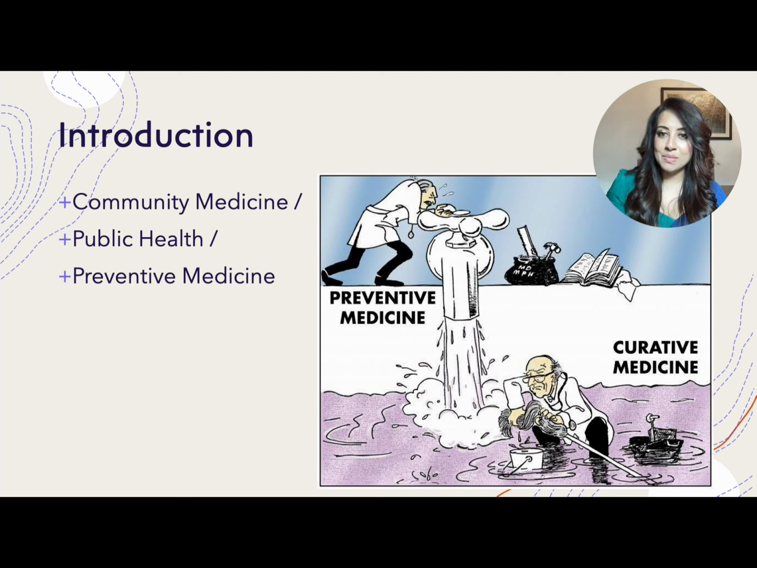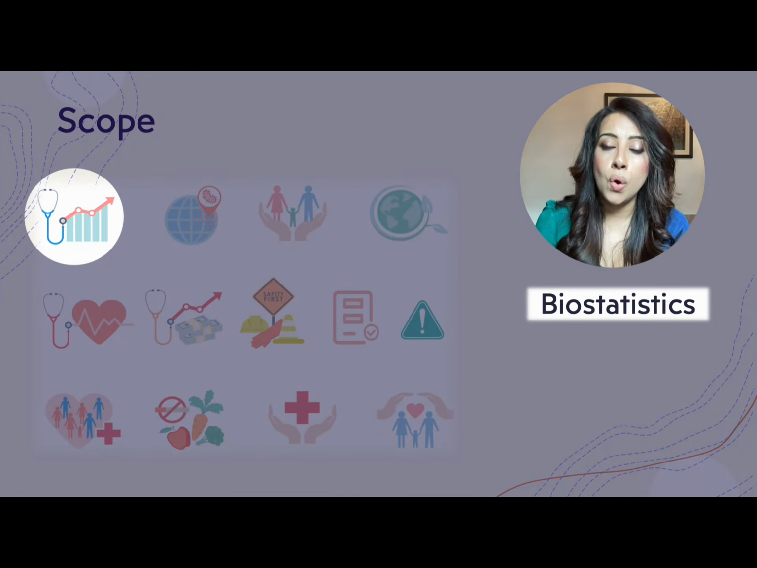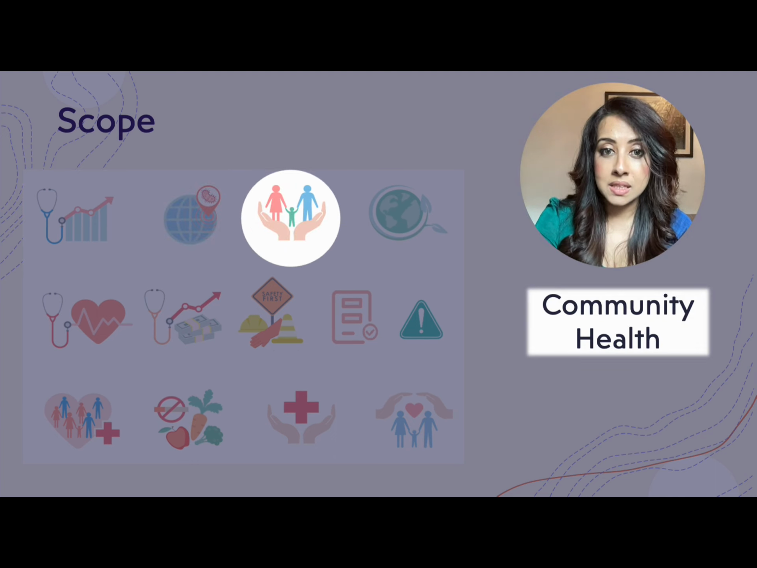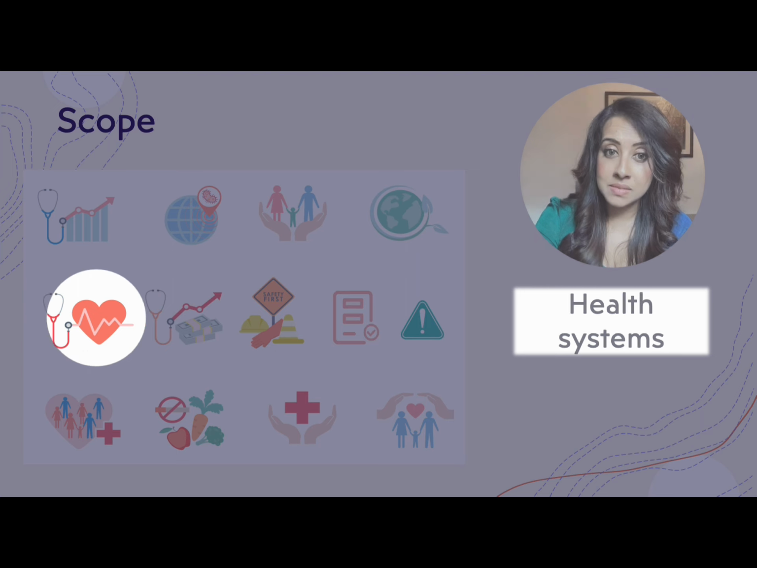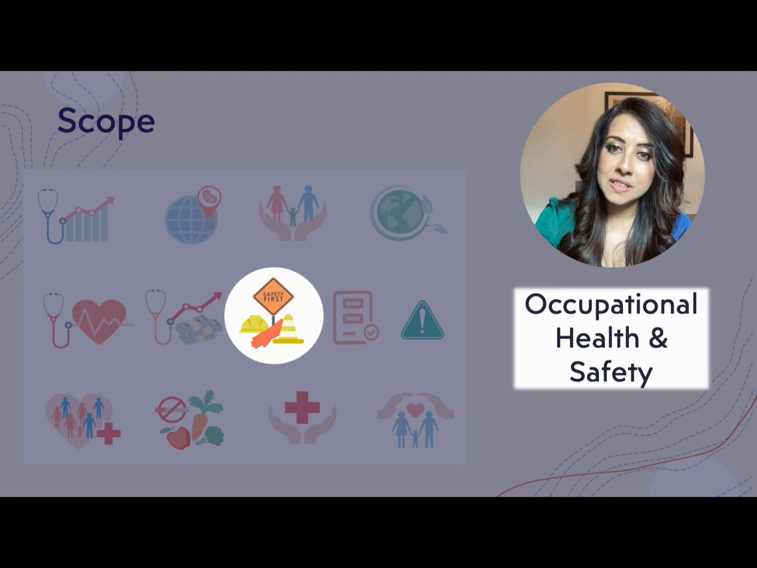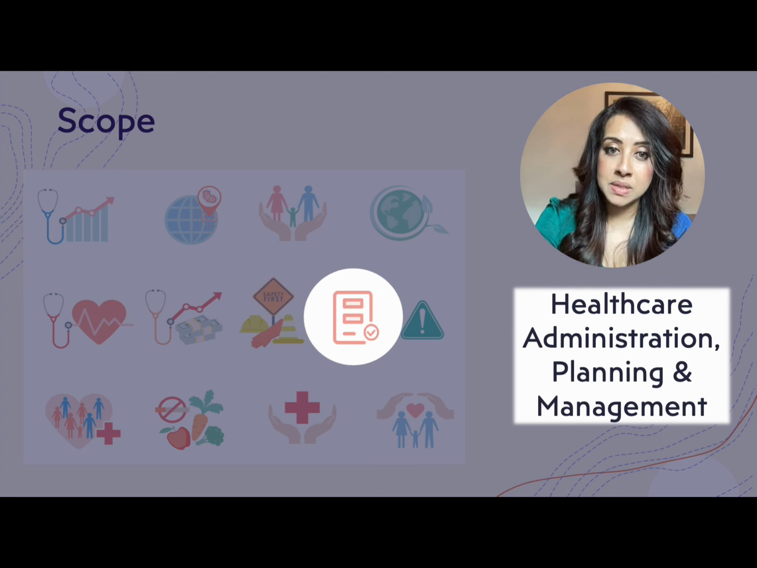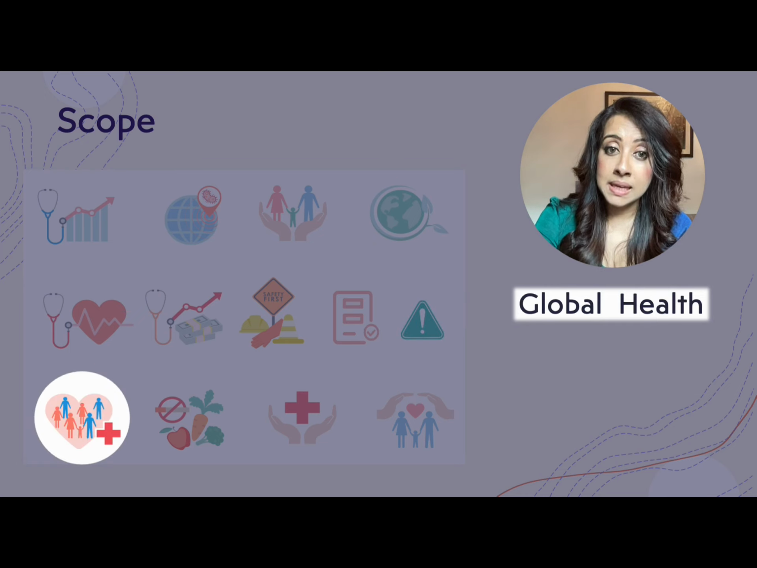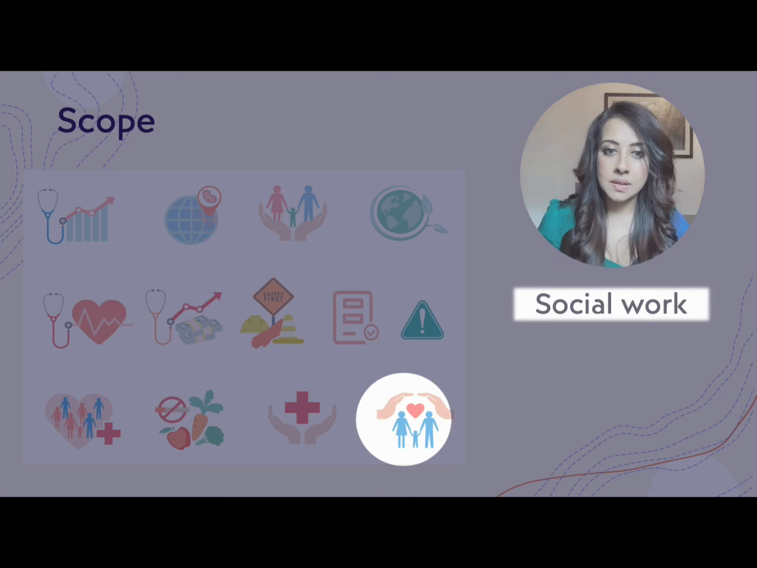It's not just about treating the symptoms or an individual, but about tackling the root causes, striving for long-term solutions and trying to improve the health and well-being of the entire community. In essence, community medicine broadens your narrow tunnel of clinical vision, expanding it to encompass the bigger picture. When we talk about the scope of community medicine, I'm sure all of you have been introduced to various components during your undergraduate studies: biostatistics, epidemiology, community health, environmental health, health systems, health economics, occupational health and safety, healthcare administration, planning and management, emergency preparedness and response, global health, preventive healthcare, public health, as well as social work.